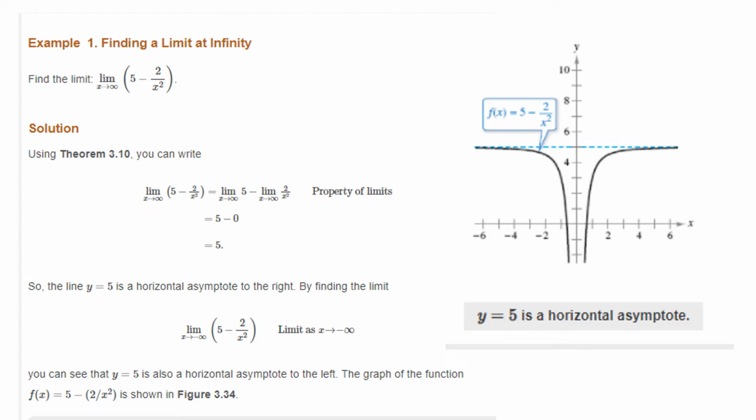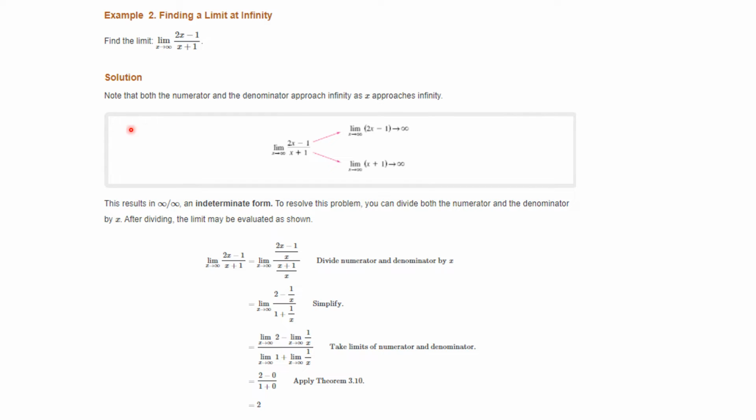And I think that's all we need to say about this. Let's do another problem though. We want to find the limit as x goes to infinity of (2x - 1)/(x + 2).